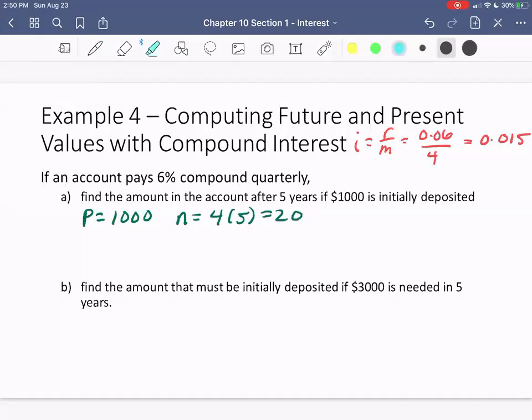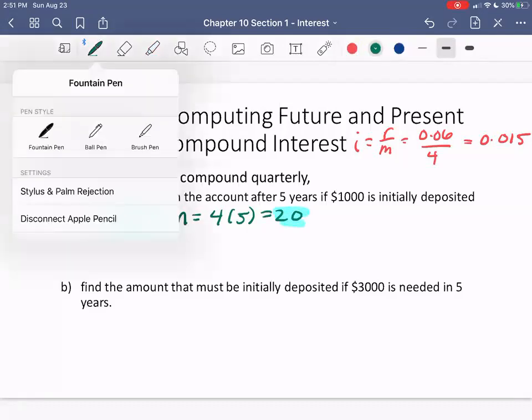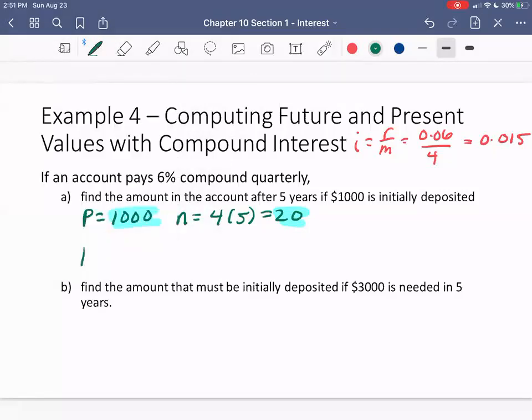So now we have our values. We have 1,000 for our principal, and our N is 20. So F, from our previous formula, is 1 plus 0.015 to the 20th power, times 1,000. We put that into our calculator and we get $1,346.86.